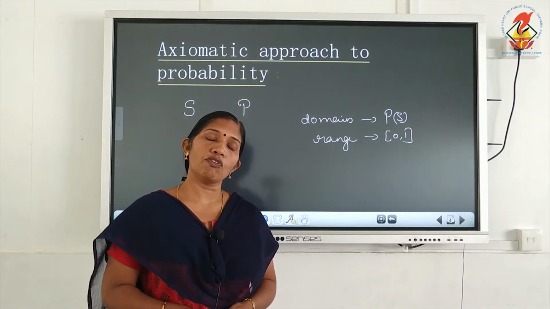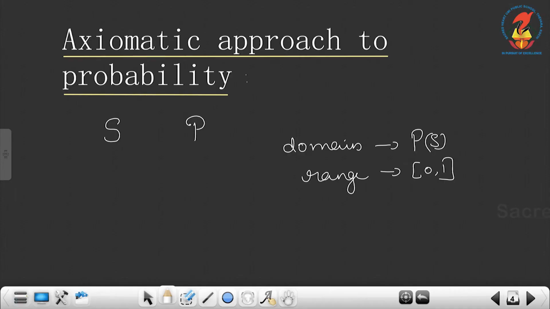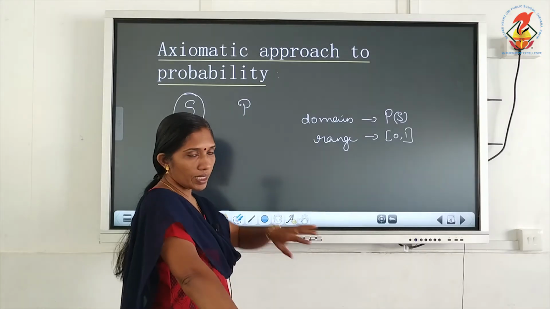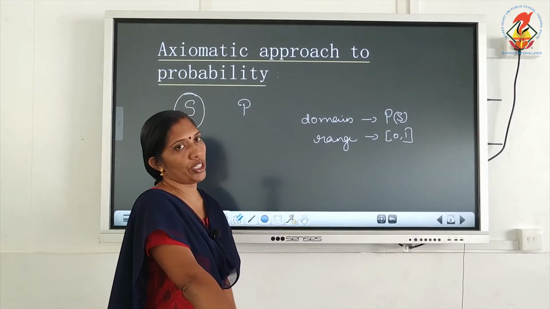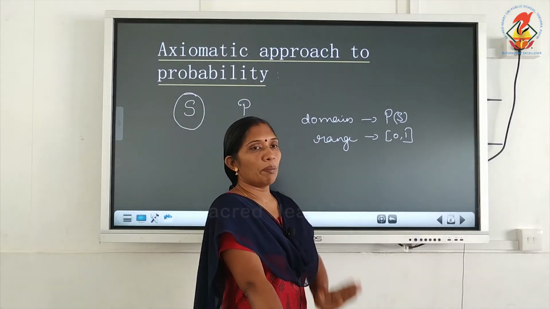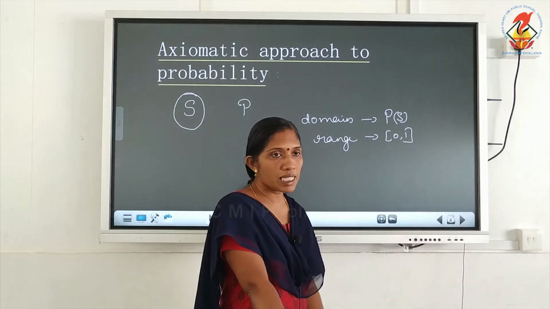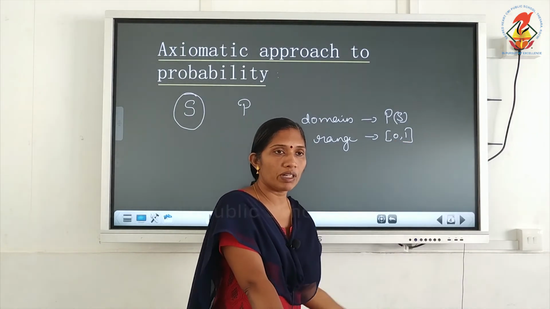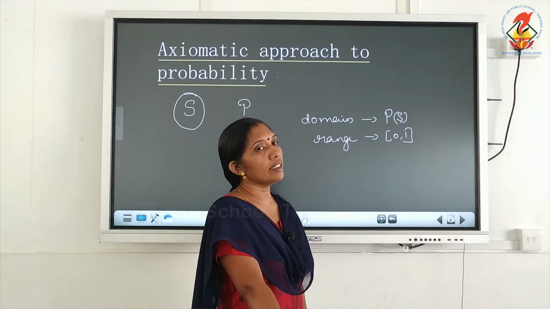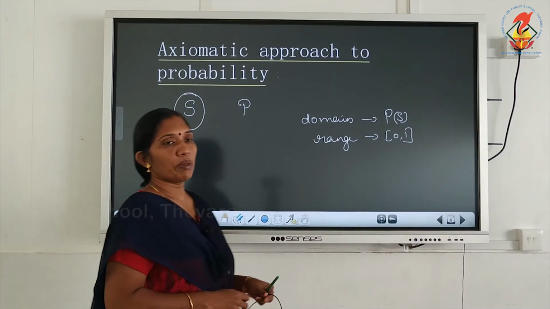Power set means set of all subsets. So the domain, the left hand side, means it is a subset of this particular set, and the right side, the range, is a closed interval 0 to 1. So the probability of an event, the minimum is 0, the maximum is 1. It cannot be more than 1, it is not less than 0. Okay. Then, this is the axiomatic approach.